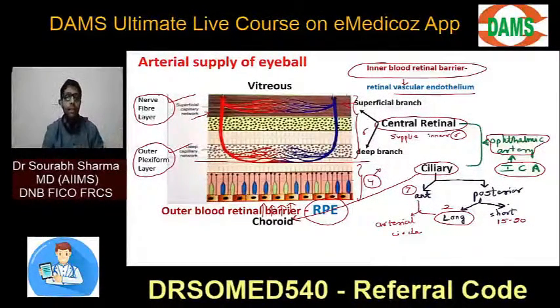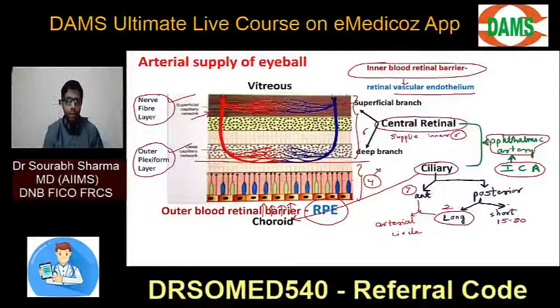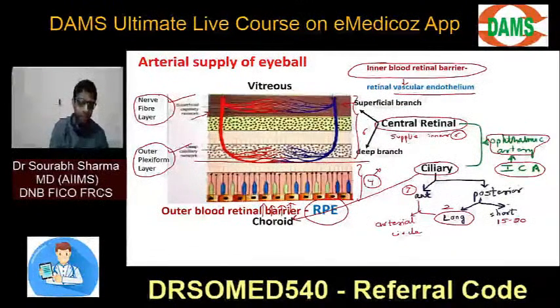So I've talked about retina till now: the basic structure of the retina, the basic layers of the retina, what is fovea, then the arterial supply and the blood retinal barriers. Very, very important. And barriers are always made up of tight junctions. Okay, barriers are always made up of tight junctions. Remember this point.